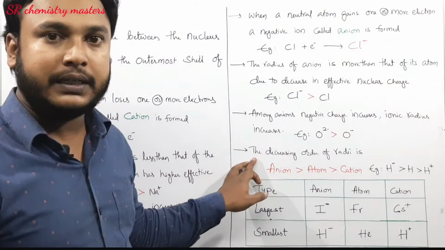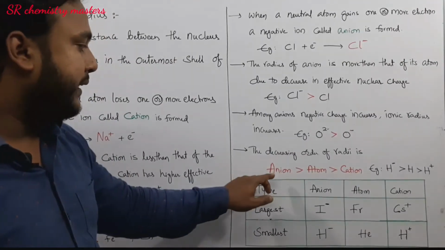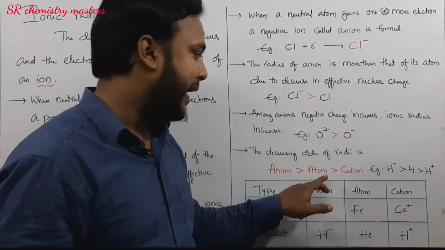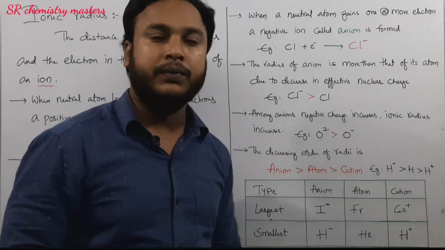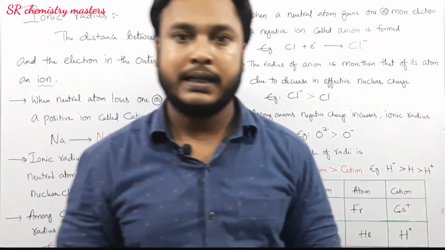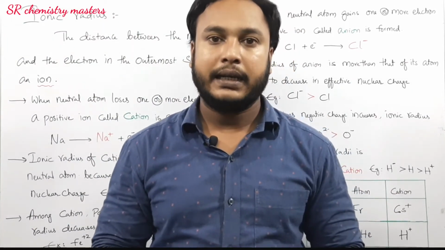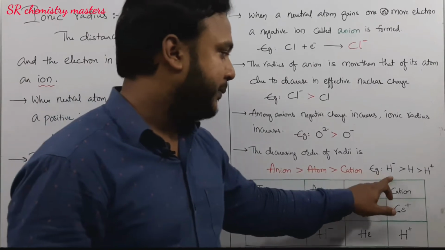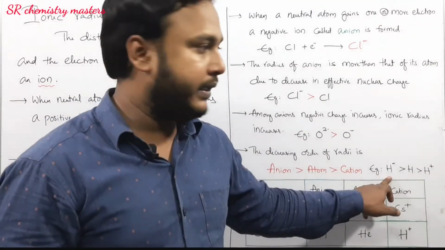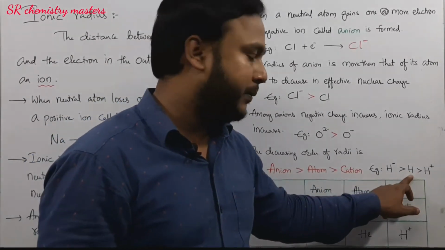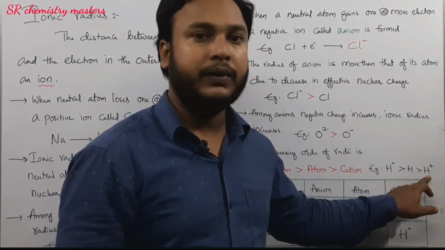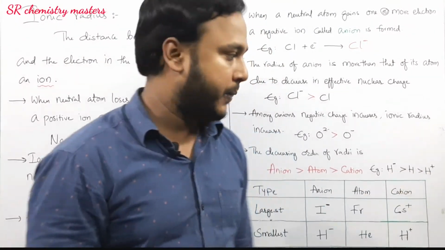If we compare the decreasing order of radii, always the anion has greater size when compared to that of the atom, and atom has greater size when compared to that of cation. Remember, anion has larger size and cation has smaller size. For example, H- has greater ionic radius when compared to that of hydrogen atom, and hydrogen atom has greater atomic radius when compared to that of H+ ion.